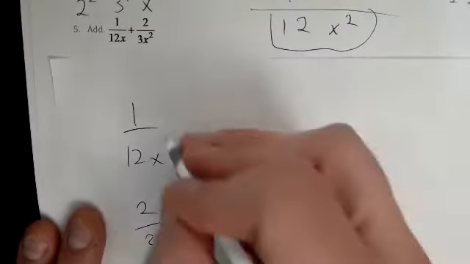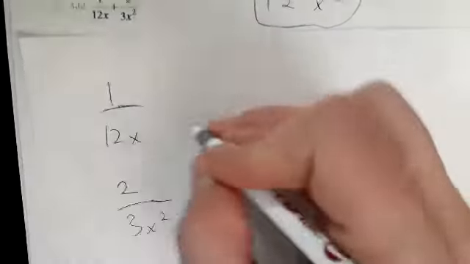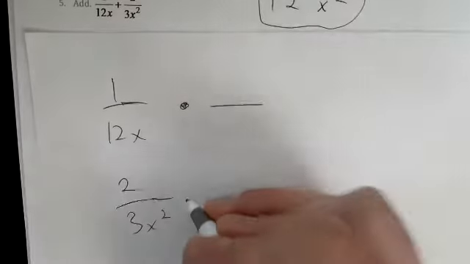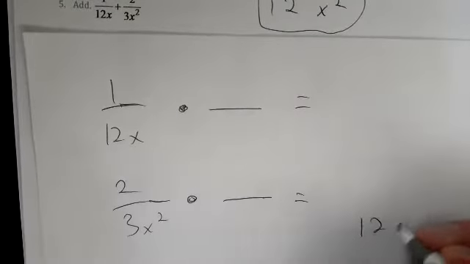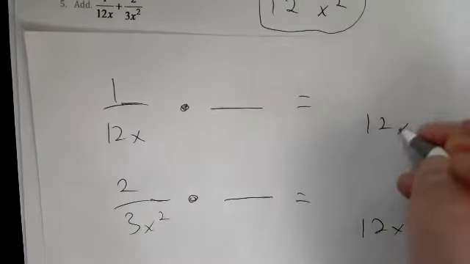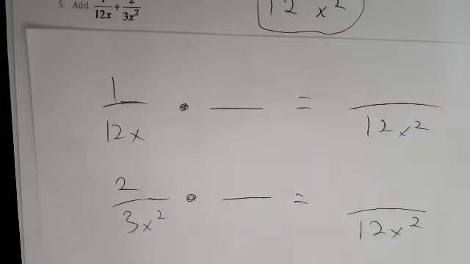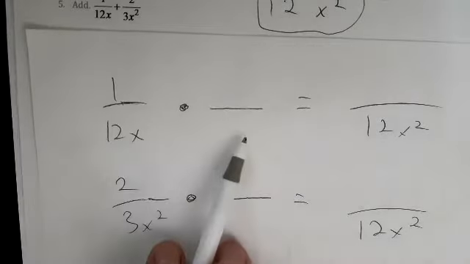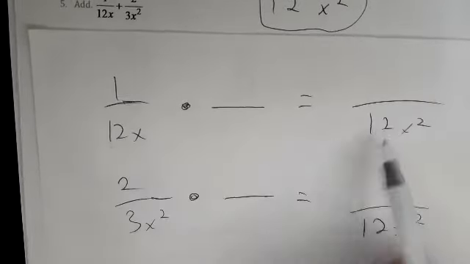I'm going to break it down. But I want to multiply this by something. I want to end up with 12x squared on the bottom. What am I going to multiply this by? So in order to look at this, I want to look in my denominator. That's the thing I'm changing. I'm going to multiply this by, I have a 12 there.